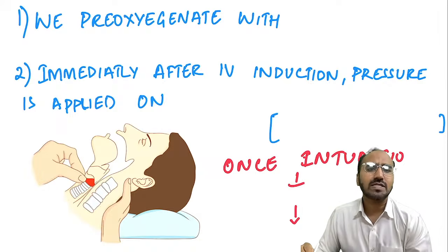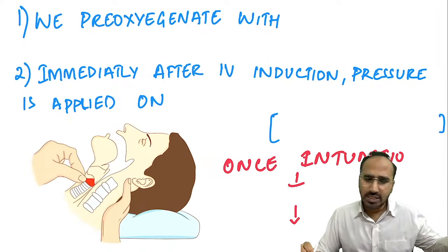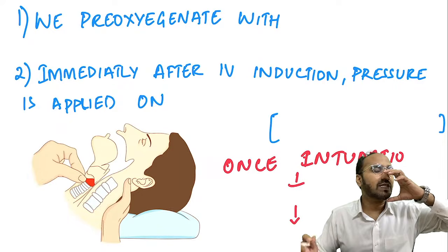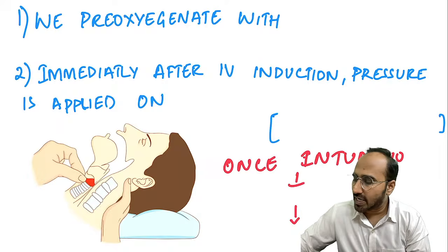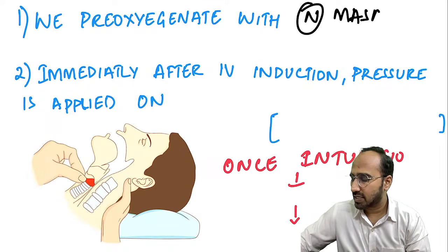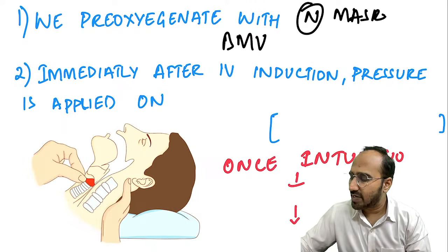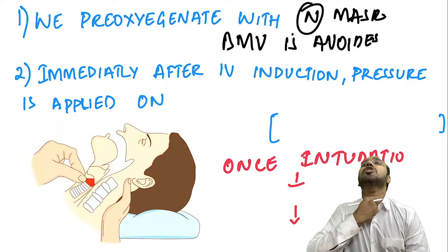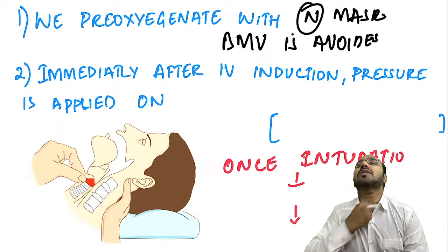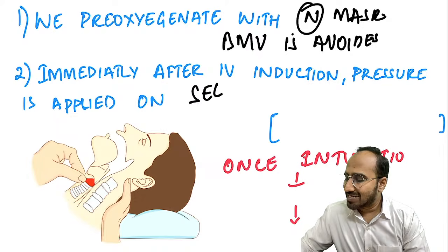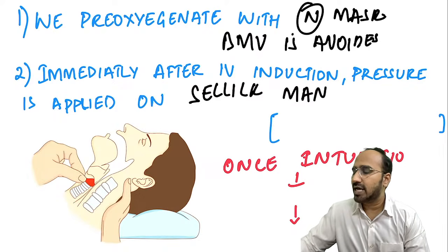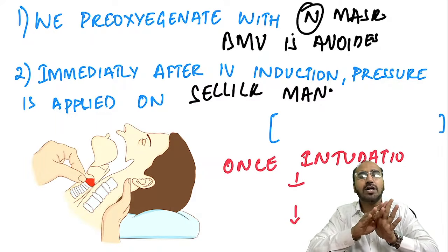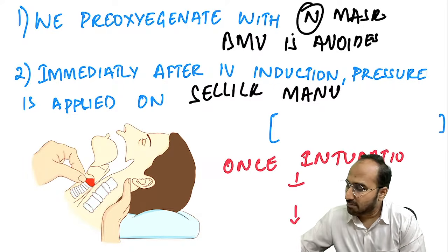What are we doing in rapid sequence induction? We are giving oxygen. In general anesthesia also we give pre-oxygenation. But remember, in general anesthesia we pre-oxygenate the patient with bag mask ventilation. In rapid sequence induction we pre-oxygenate with a normal mask. Bag mask ventilation is avoided. Now, immediately after giving the IV induction agent, you tell your assistant to apply pressure on the cricoid cartilage. That is called Sellick's maneuver. Why? Because by applying pressure on the cricoid cartilage, he is closing the upper end of the esophagus. The patient should not aspirate. So Sellick's maneuver is done.